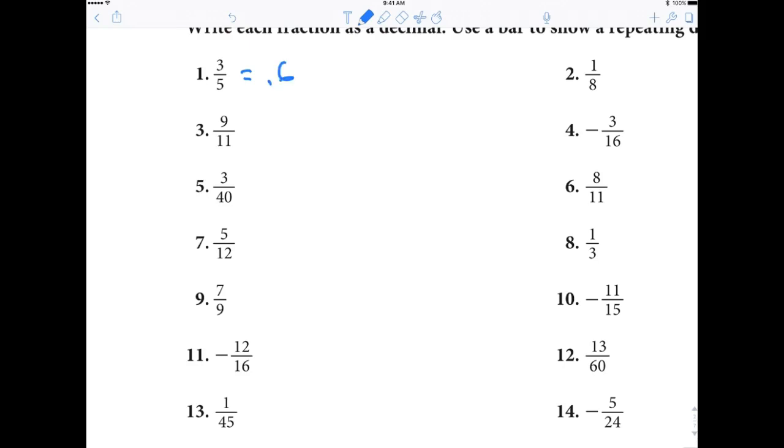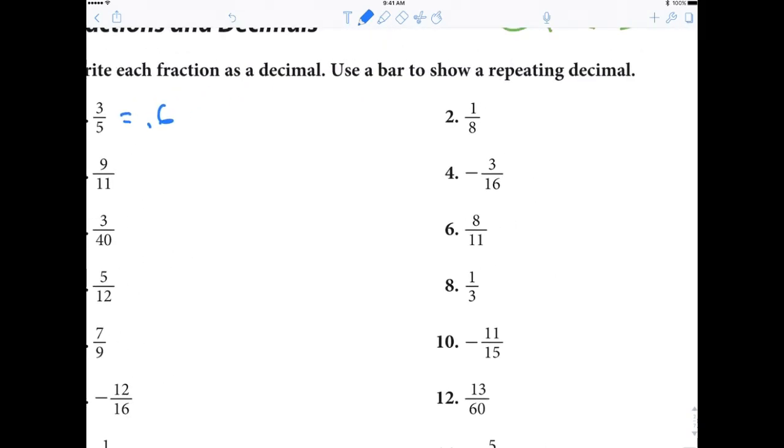0.6. Very good. 1/8. Now again, if you want to look at your notes, you can. But 1/8 is what decimal? 0.125. Yes, 0.125.